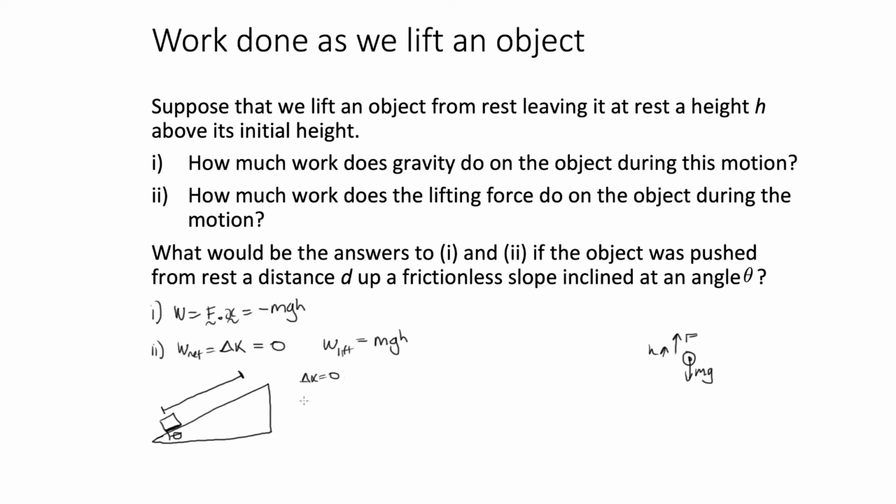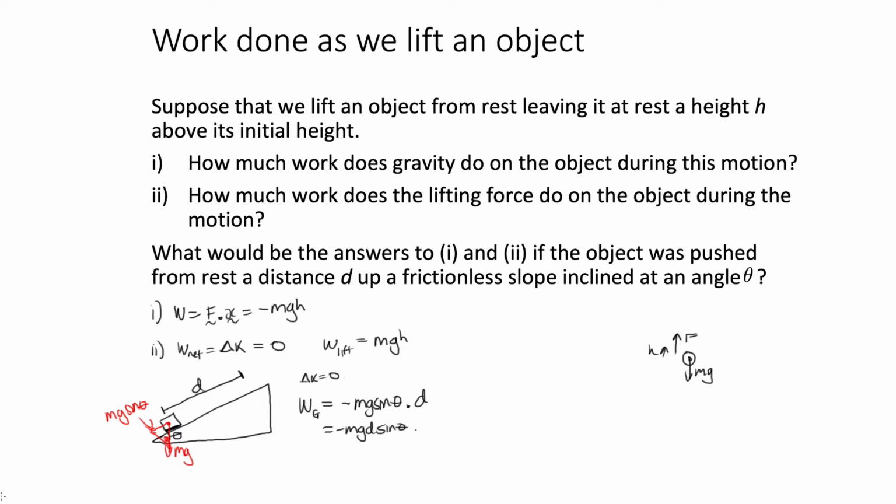Let's work out the work done by the gravitational force. With the gravitational force, we've got mg, and down the slope that is given by mg sine theta, because this is the angle theta in here. So along the slope, the work done by the gravitational force is equal to minus mg sine theta, times this distance that it moves along the slope. So this is equal to minus mgd sine theta.